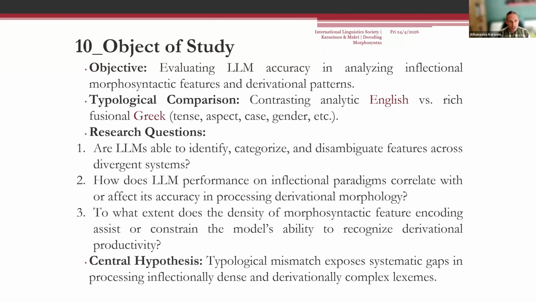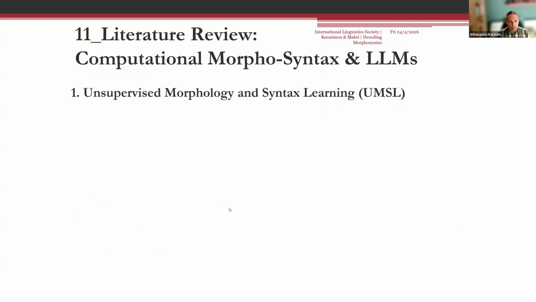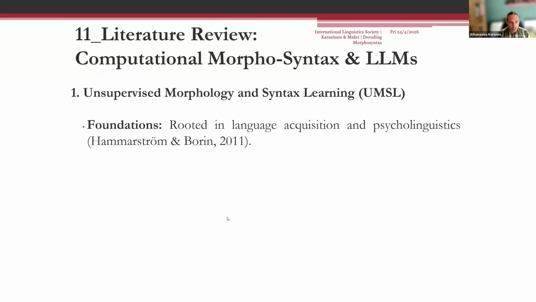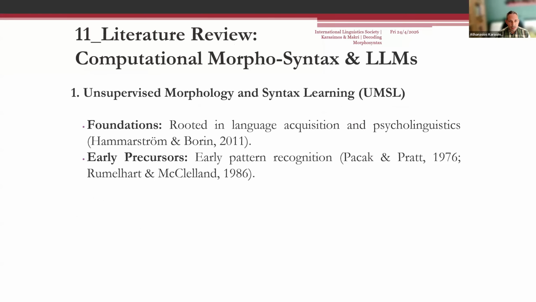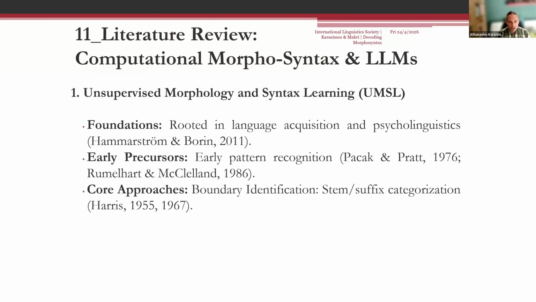Now, to skip the literature review, we start with unsupervised morphology learning and syntax. The foundations are rooted in language acquisition and psychology. The early precursors started in the middle of the 70s and 80s when they tried to identify specific kinds of patterns, both for morphology and syntax. And one of the first tasks that we try to do in this interface is to identify the boundaries between the morphemes, usually between stem and suffixes.